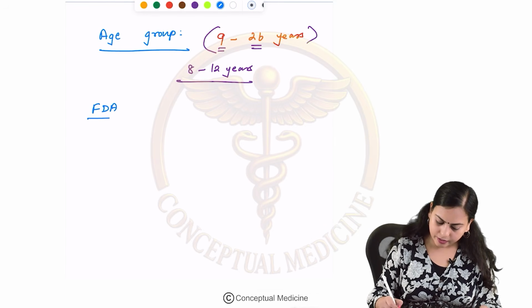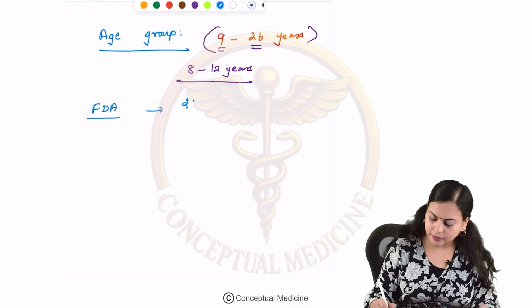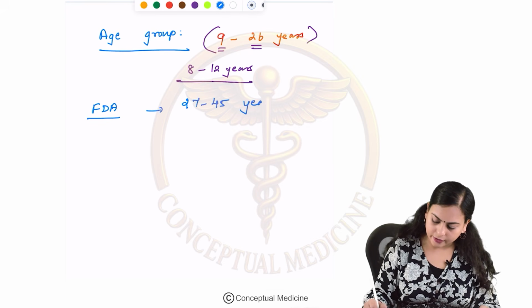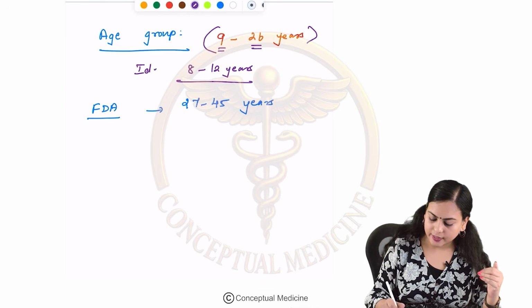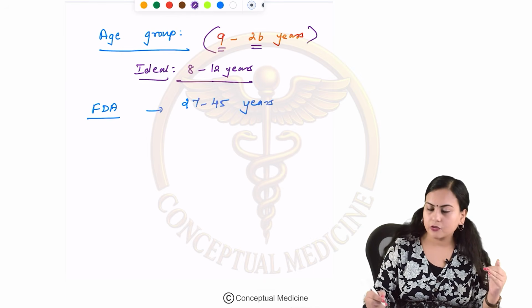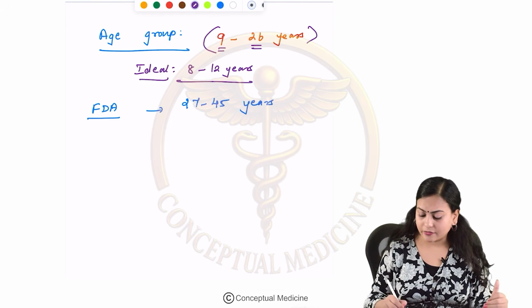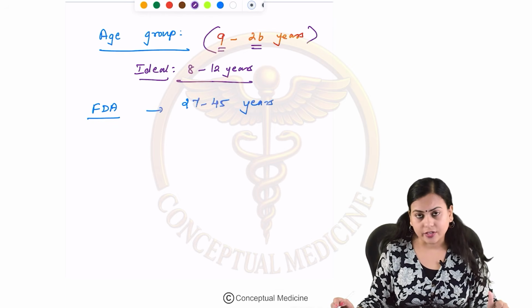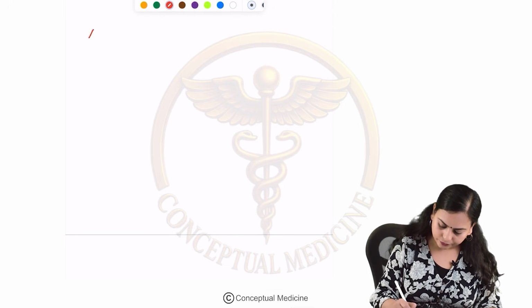Now, FDA recommends the usage of this vaccine even after 26, that is 27 to 45 years also. So, this is the ideal recommendation of the vaccine. However, WHO recommends covering the vaccine at least up to 26 years, whereas FDA recommends this vaccine to be taken up to 45 years. Clear?